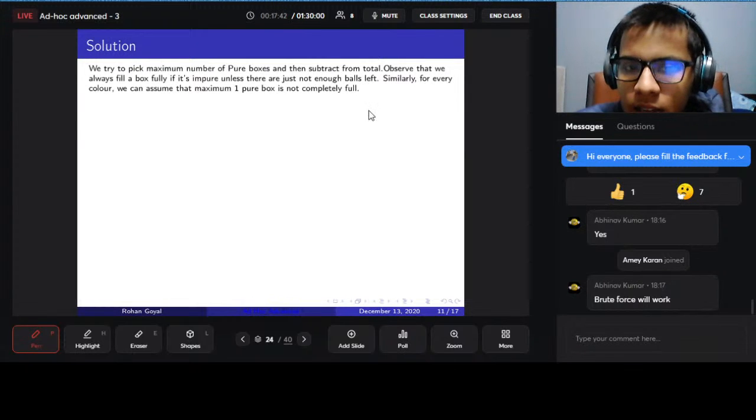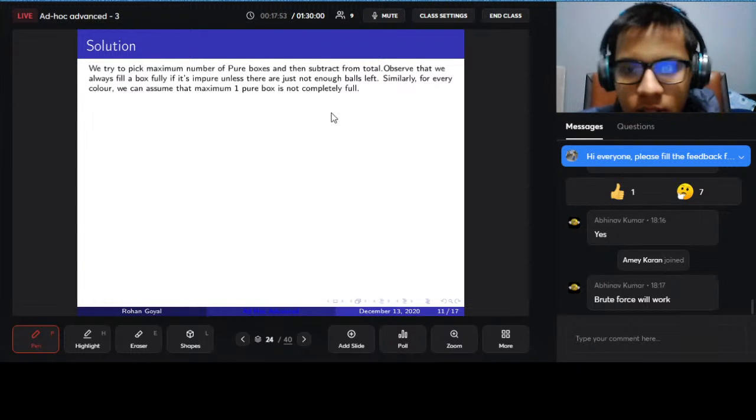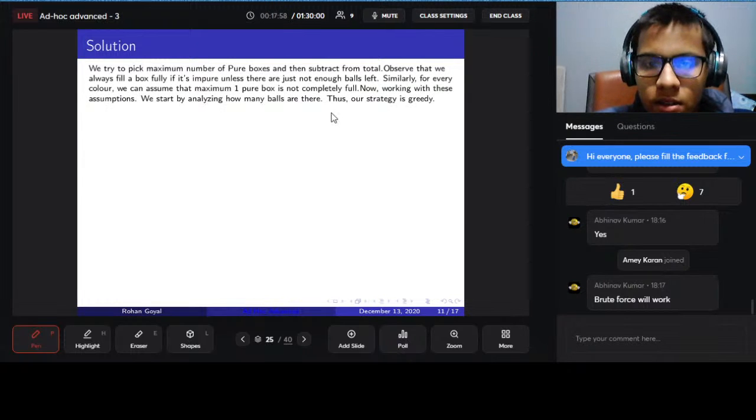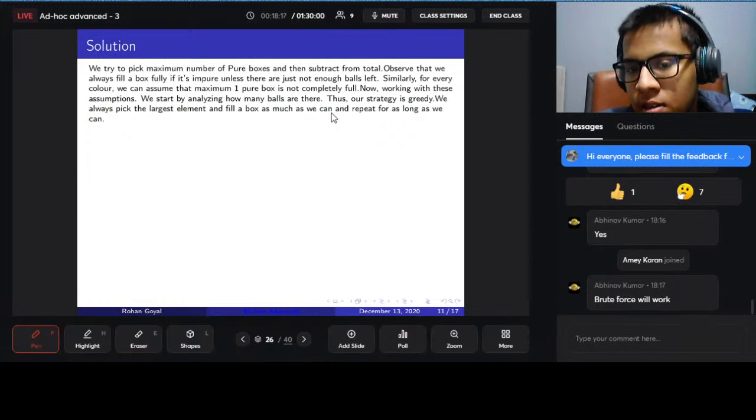Similarly, for every color, we can assume that at most one pure box is not completely full, because otherwise we can take the balls from one box and put them in the other ones. So we can easily assume these things. Now comes the main part. We can always pick the largest element, meaning whatever color has the largest number of balls, and we fill a box as much as we can and repeat for as long as we can.